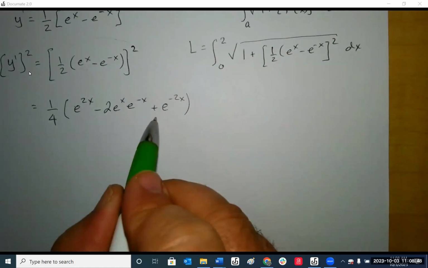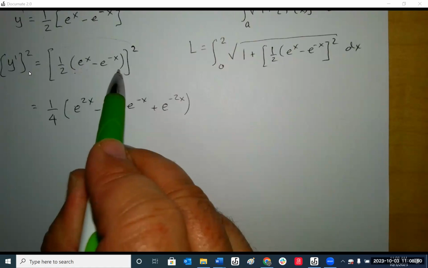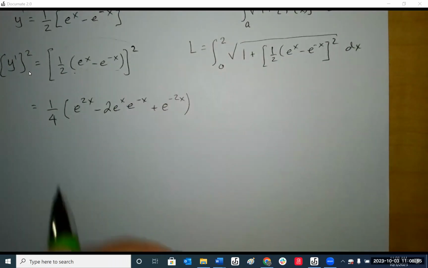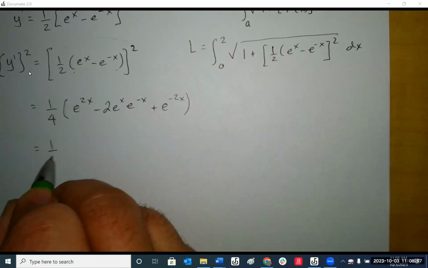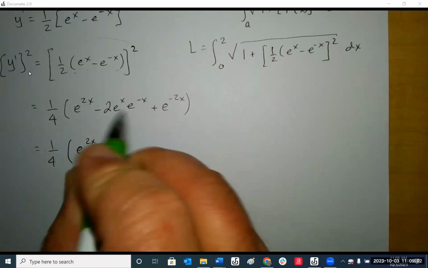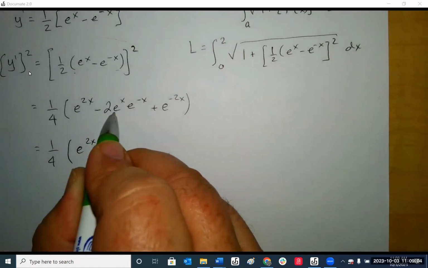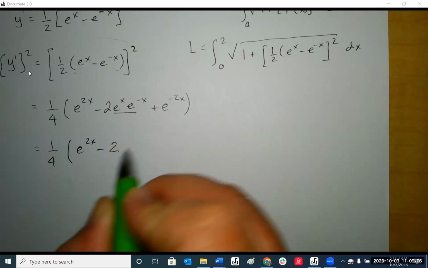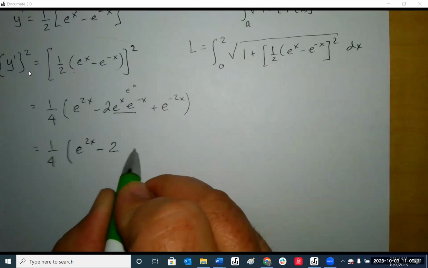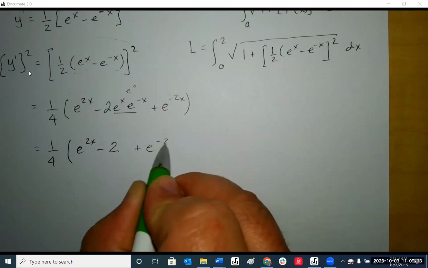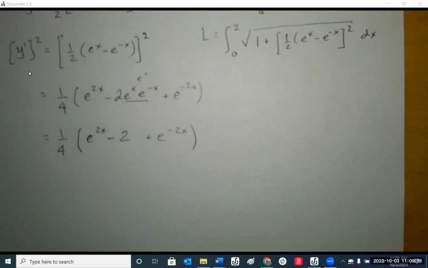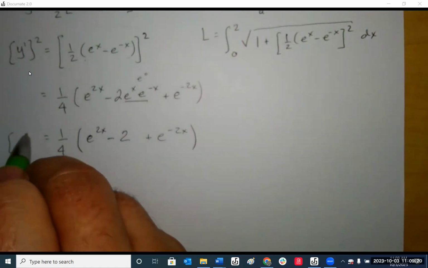Everybody see where I got this from? I just FOILed this one. E to the 2x. These two, since they're multiplied together, I add the exponents, I get e to the 0, which is 1, so I just get that. So that is my y prime squared.